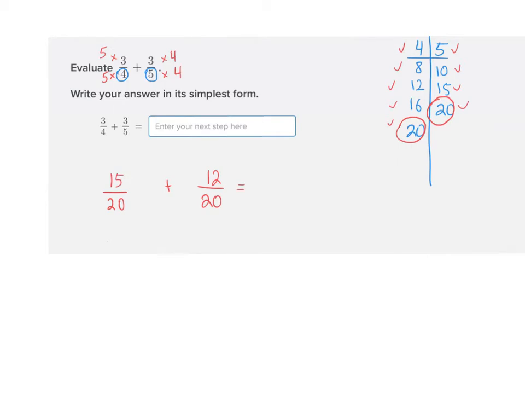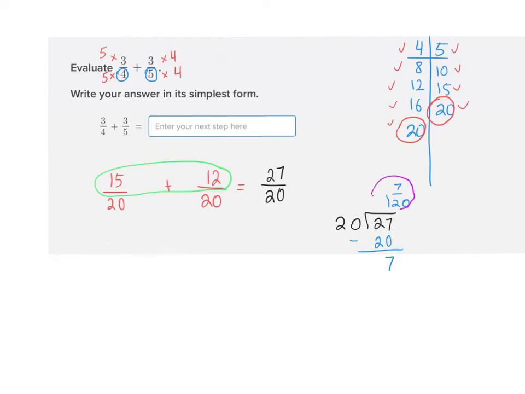And now I need to add those together. So I'm just adding across the top here. 15 plus 12 here is going to give me 27 20ths. But notice my numerator is larger than my denominator. It's more than a whole. So I need to divide. 20 goes into 27 one time. I get 7 left over. 1 7/20 here would be my final answer.